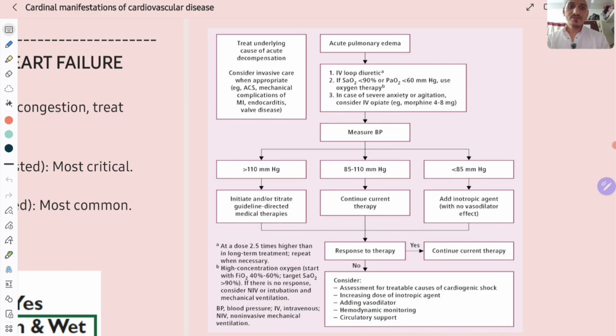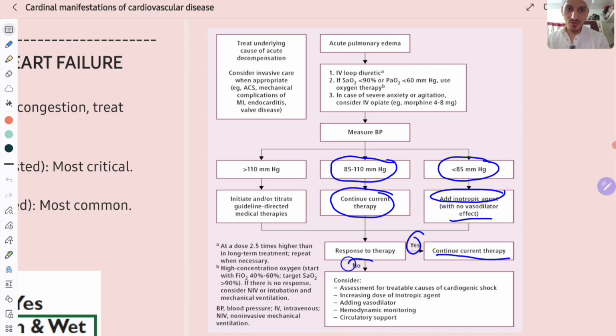Now, if the BP is 85 to 110 mmHg, continue the current therapy. If the BP is less than 85 mmHg, then you should add an inotropic agent with no vasodilating effect. Now, after all these things, if there is response to therapy, then continue the current therapy. If there is no response to therapy, depending upon the BP, you are deciding what to do next. If the BP is more than 110, you are initiating GDMT. If the BP is 85 to 110, then you are continuing the current therapy. And if the BP is less than 85 mmHg, you are starting an inotropic agent.